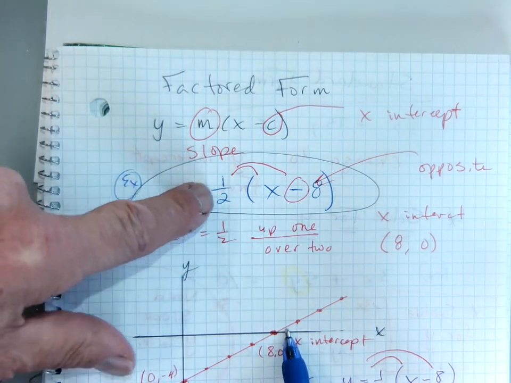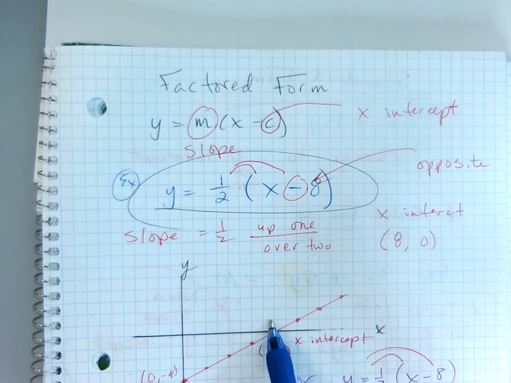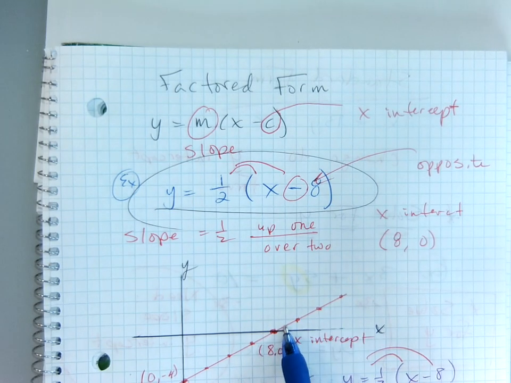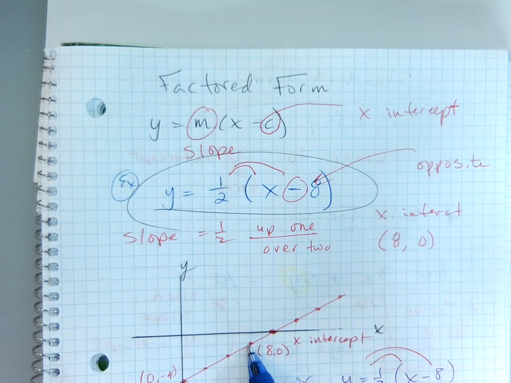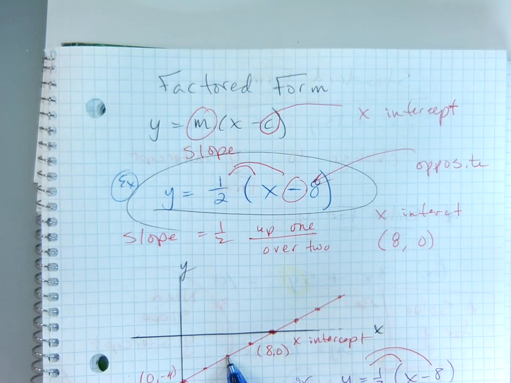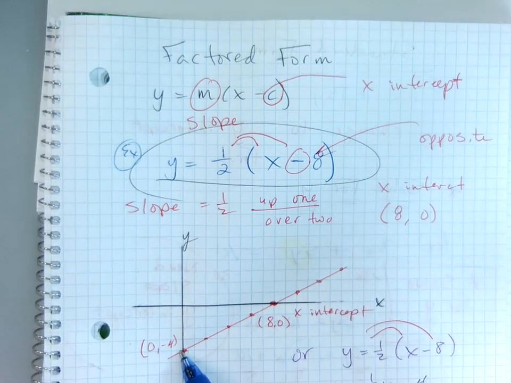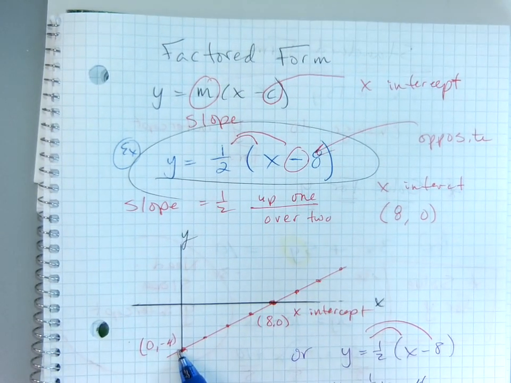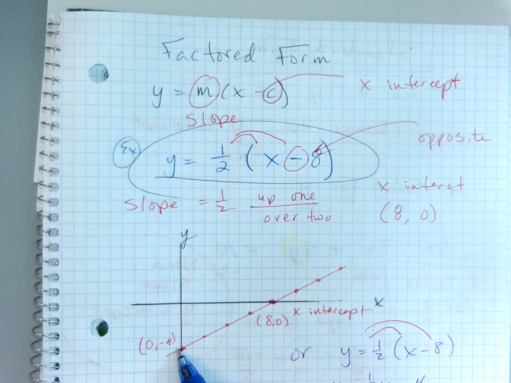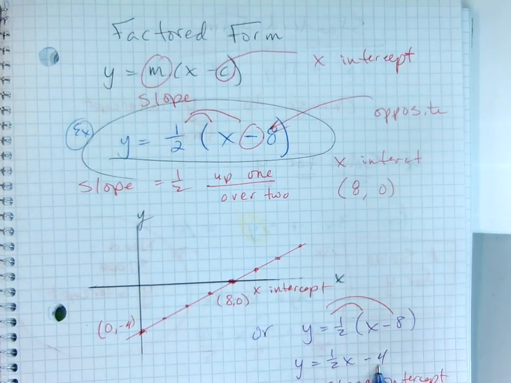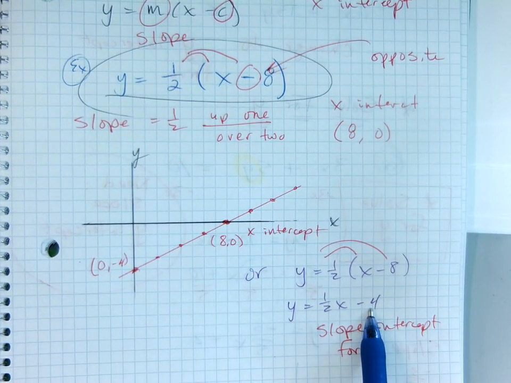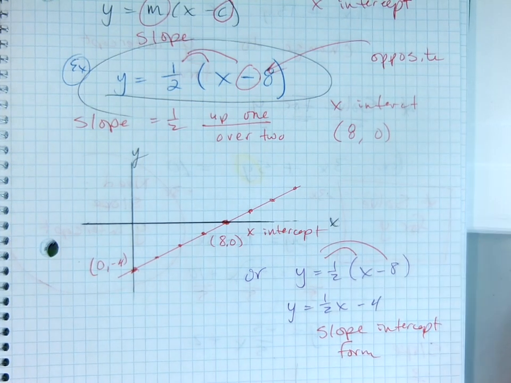I know the slope is 1/2, so I can go up 1 over 2, up 1 over 2, and start graphing. Now if I need the y-intercept, I can keep going back until I find out where it crosses. It crosses at (0, -4). Or another way to do it is just to multiply this through, and we can see the -4 is right there if we go ahead and change it back to slope-intercept form.